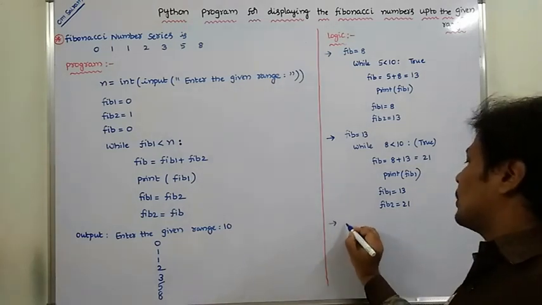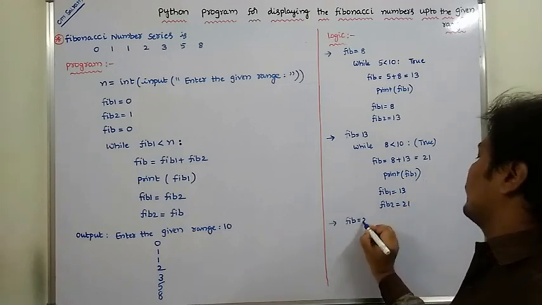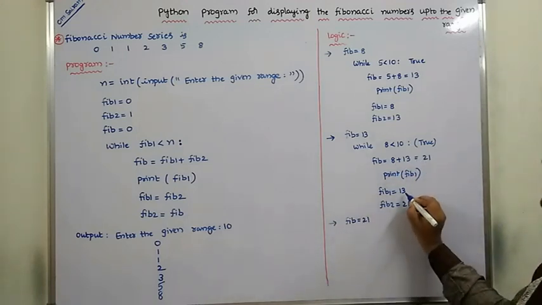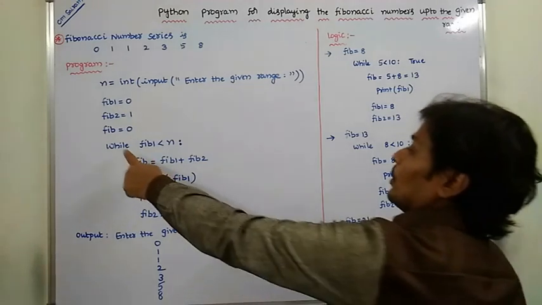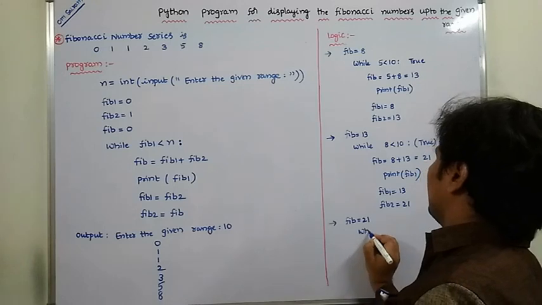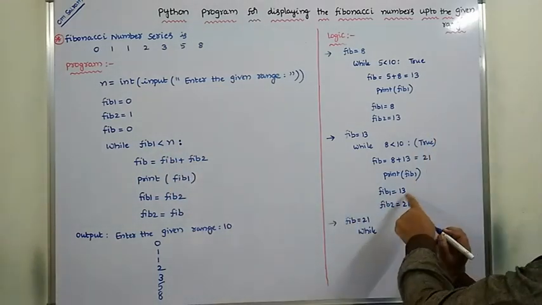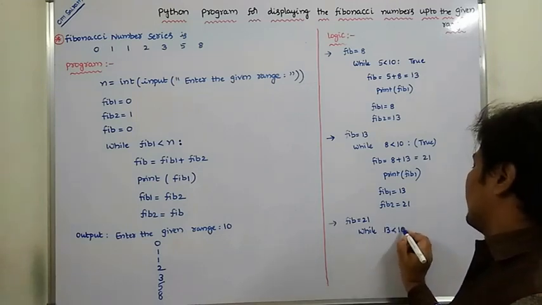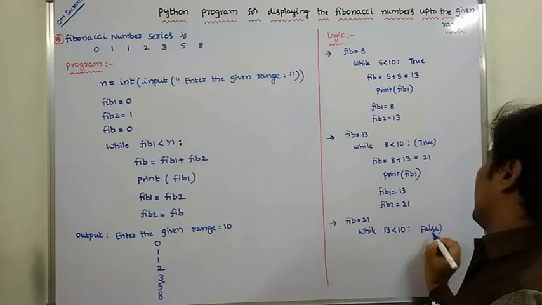Okay. Next step, Fib is equal to 21, Fib1 value is 13, Fib2 value is 21. So now go to this step. While Fib1 less than 10. Fib1 value is how much? That is 13. 13 less than 10. That is false.